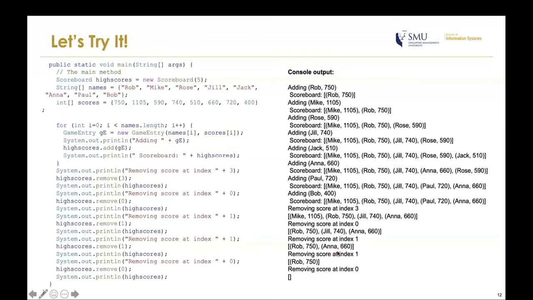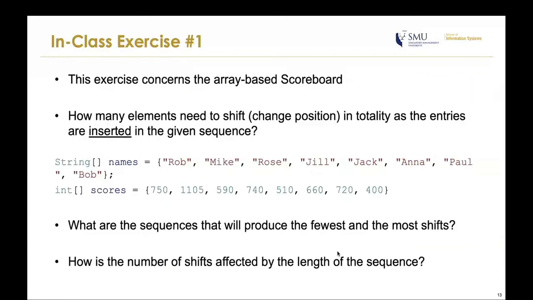Now, for warm up, let's try to do this exercise in class. Let's assume you have that implementation that you had earlier. What we are asking here is how many elements need to shift in total as you are entering stuff into the scoreboard using that algorithm. If you can figure out what the number is, let's talk about what is going to produce the fewest and the most shifts, and how the number of shifts is going to be affected by the length of the sequence. All right, so let's take the next 10-15 minutes or so just to work on this problem, and then we discuss together.